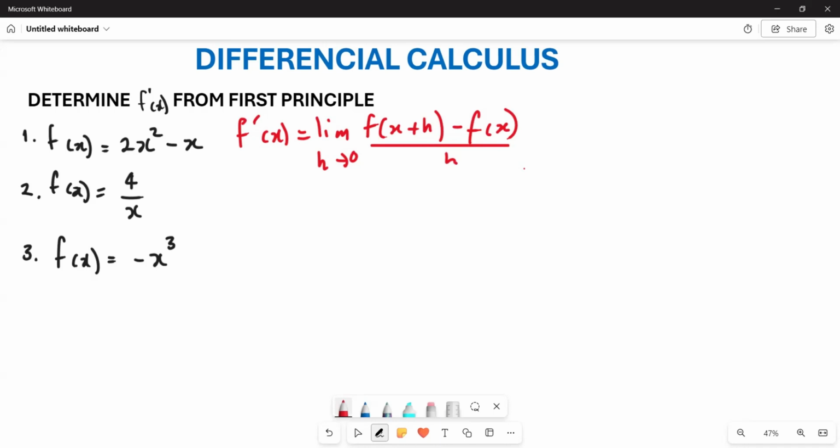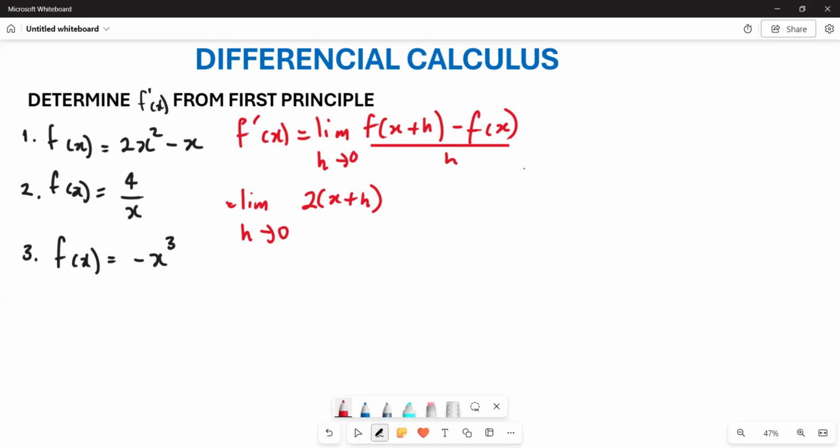Now, this is going to be the same as the limit as h approaches 0. Where there is x plus h, that's what you're going to substitute. So in the first equation, where there is x, you're going to write x plus h. Remember, this is the first equation of f(x plus h).